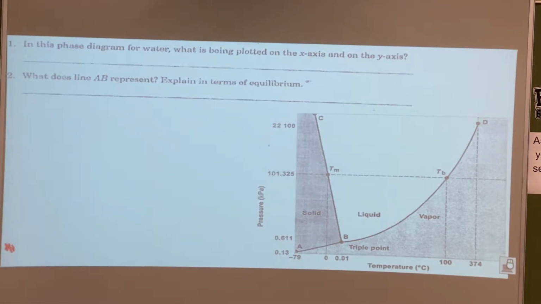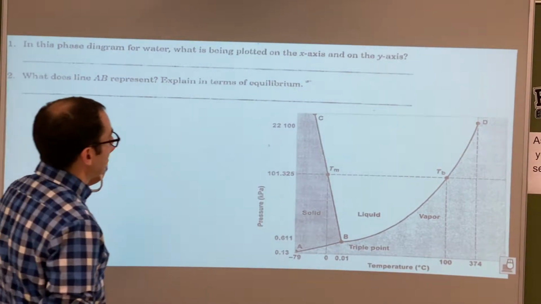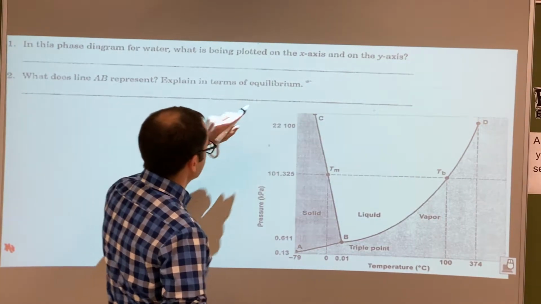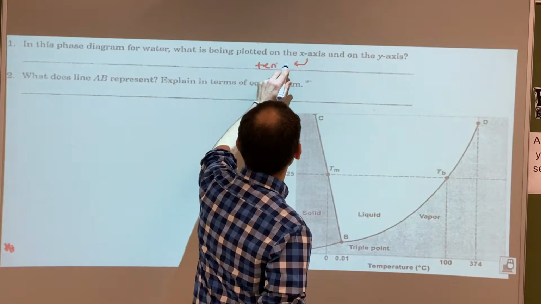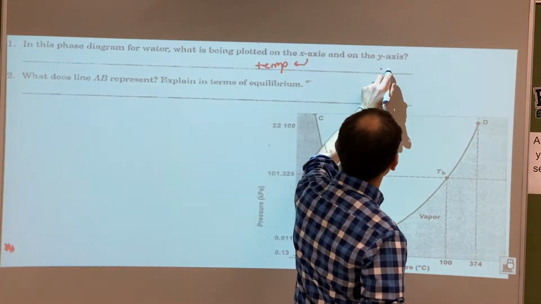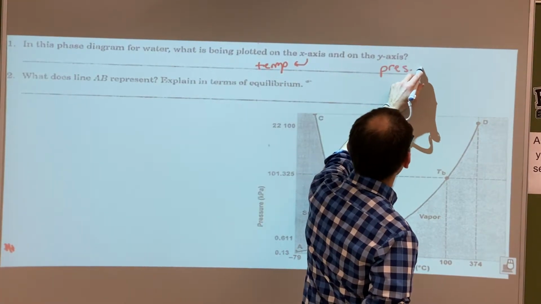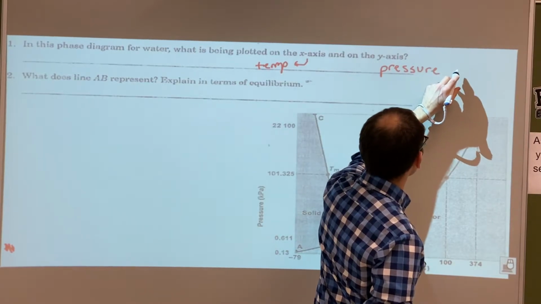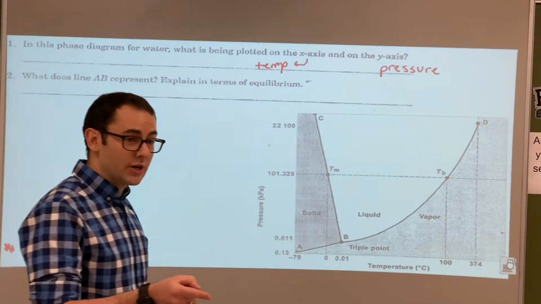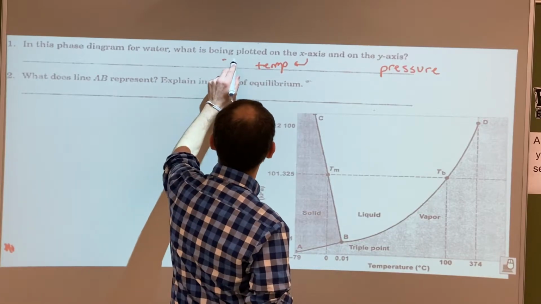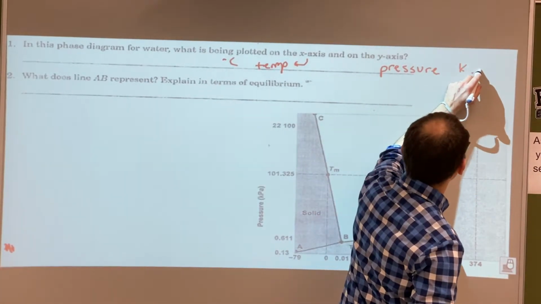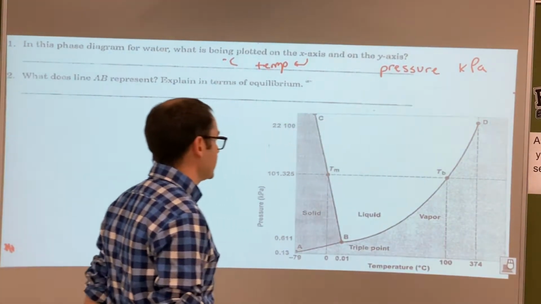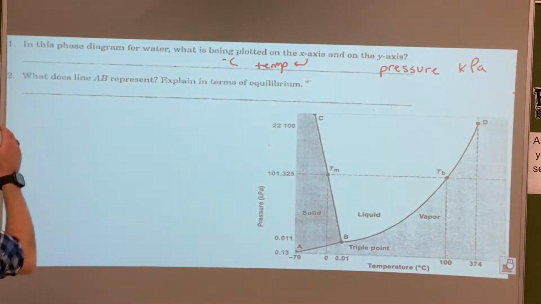Okay, in this phase diagram for water, what is being plotted on the x-axis and the y-axis? All right, what's on the x-axis? Good, the temperature. And then the y-axis? Good, the pressure. And what are the units for both of these? Temperature is? Yeah, good, degrees Celsius. And then pressure is? Good, kilopascals or kPa. Awesome.